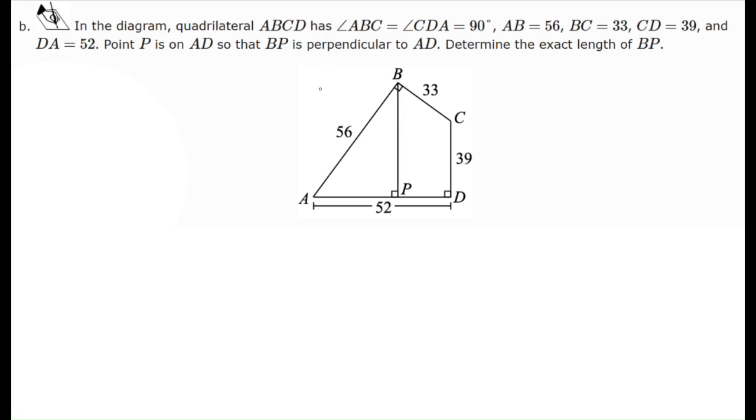Today we're going to be taking a look at Euclid 2025, question 6b. In the diagram, quadrilateral ABCD has angle ABC equals angle CDA equals 90, AB is 56, BC is 33, CD is 39, and DA is 52. Point P is on AD so that BP is perpendicular to AD. Now we should determine the exact length of BP, which is going to be this altitude right there.